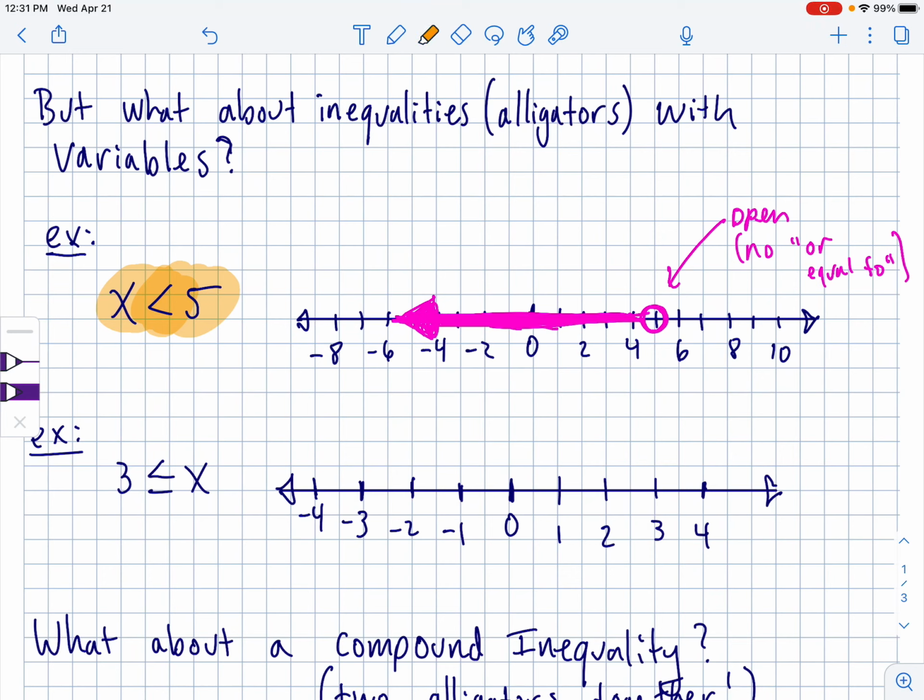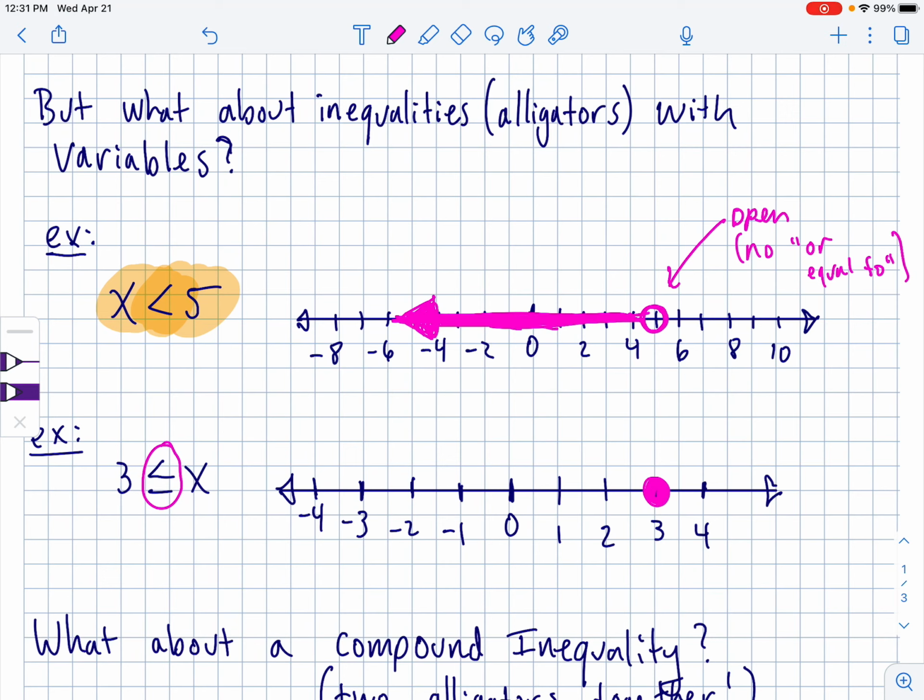The next one, 3 is less than or equal to x. First of all, you would locate where the 3 is. And with this one, we would not put an open circle. We would put a closed circle because of the or equal to part. So I'm filling it in because here x can be 3.